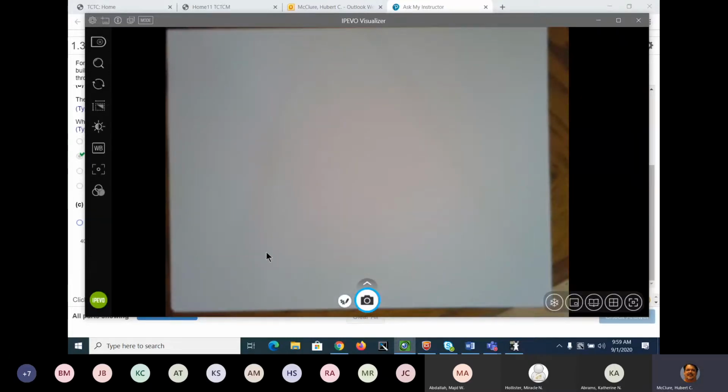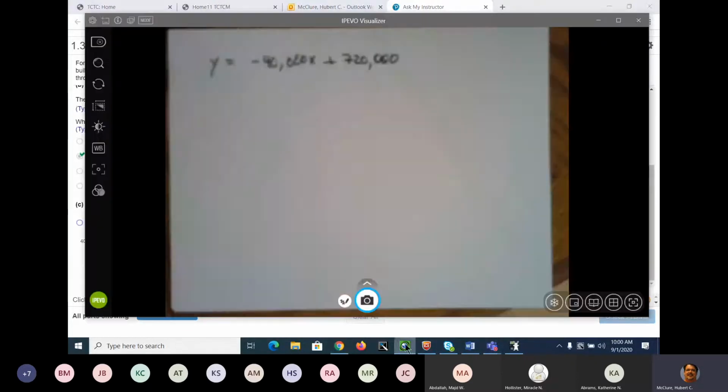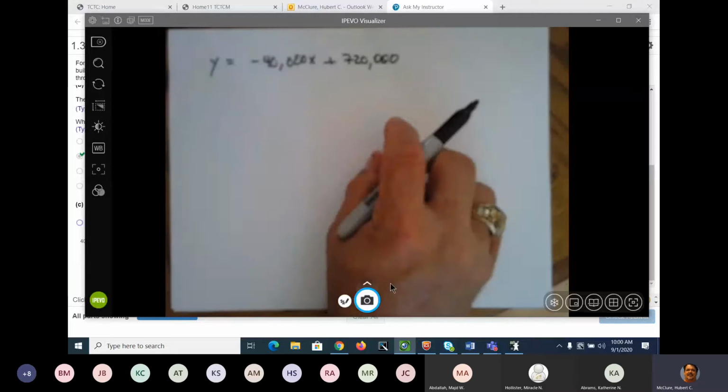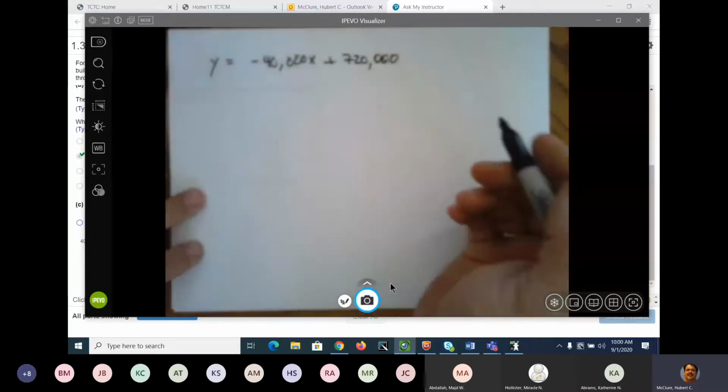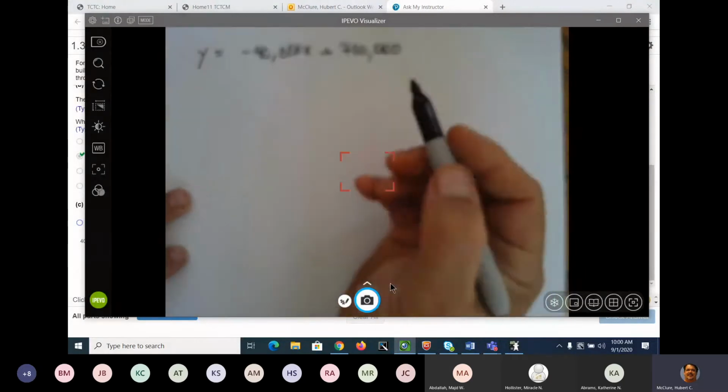So in this case, they give you the formula. The formula is y equal to negative 40,000 x plus 720,000. So there's the actual formula. And as I said, I don't know if we talked over the intercept method, but the second method of graphing is called the intercept method.